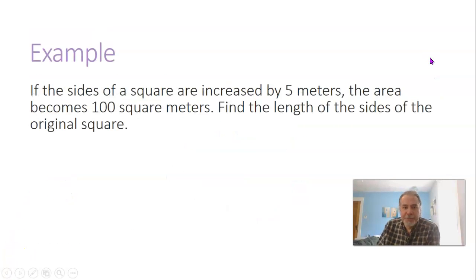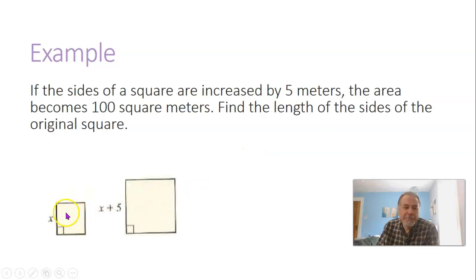Okay, next example. If the sides of a square are increased by 5 meters, the area becomes 100 square meters. Find the length of the sides of the original square. So let's see what we're dealing with here. We have a square. We're trying to find the lengths of the sides of that square. Since it is a square, they're all the same as one another. We just want to know what that is.